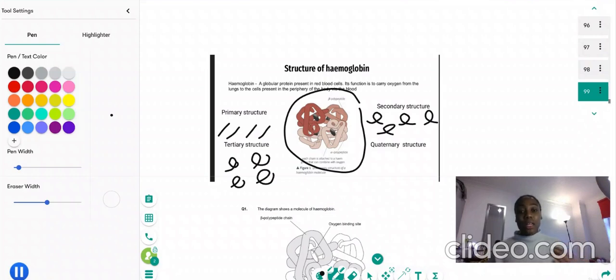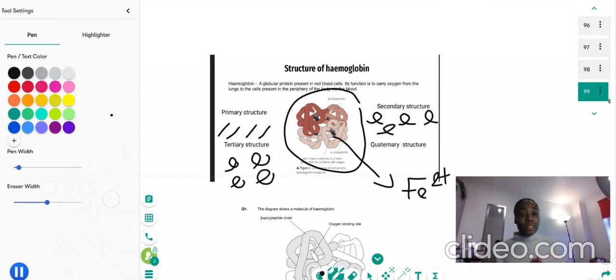Not only that, but in quaternary structure, they may also contain non-protein groups, which are called prosthetic groups. In this case, it would be these black dots you can see in the diagram. Now, these are heme groups. So each of our polypeptide chains is associated with one heme group. This heme group contains a ferrous ion, ferrous ion just being an Fe2+ ion.